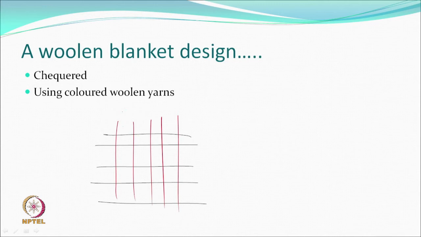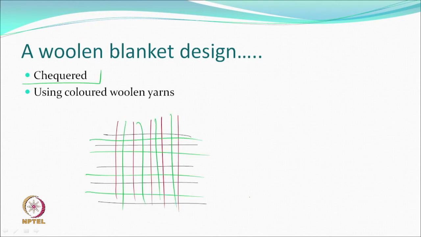Have you seen blankets which have got some designs? If they are designs, they are not printed. The yarns were dyed, the material was woven, and then subjected to milling. A woolen blanket, you may have seen this, has some checkered kind of designs. So you have, let's say, a red or a black dyed yarn, or maybe more colors can be used. You can have, for example, some greens in between also, and you will get a different checkered design.